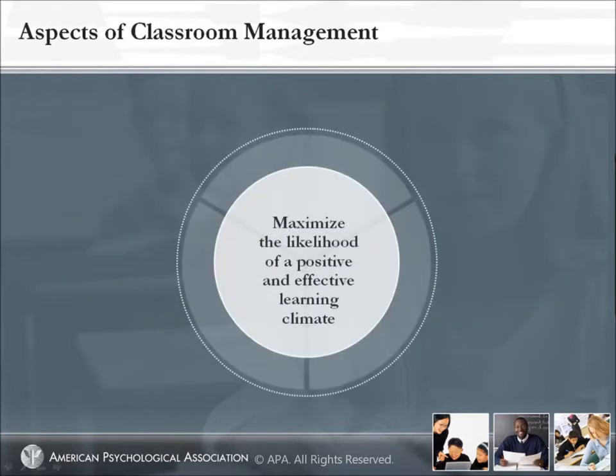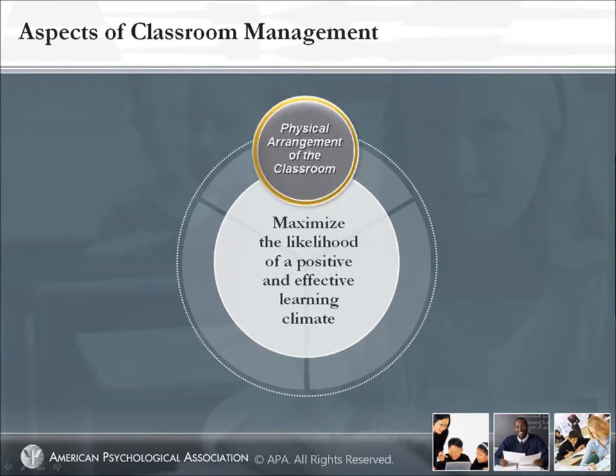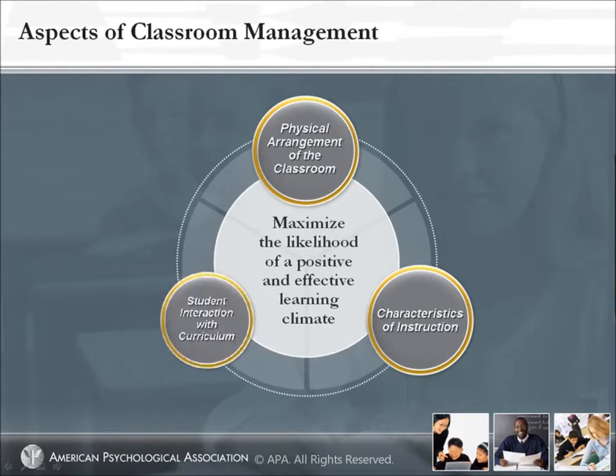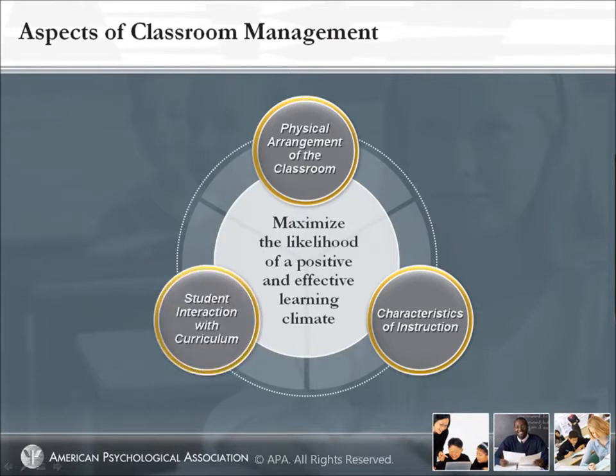Aspects of classroom management. There are a number of ways in which effective teachers structure their classrooms, their instruction, their curriculum, and their rules and procedures to maximize the likelihood of a positive and effective learning climate. In this section, we will review those findings in the areas of: 1. Physical arrangement of the classroom, 2. Characteristics of instruction, 3. Student interaction with curriculum. For each area, we provide a set of questions that can help you in evaluating and perhaps restructuring your own classroom to create the optimum environment for learning.